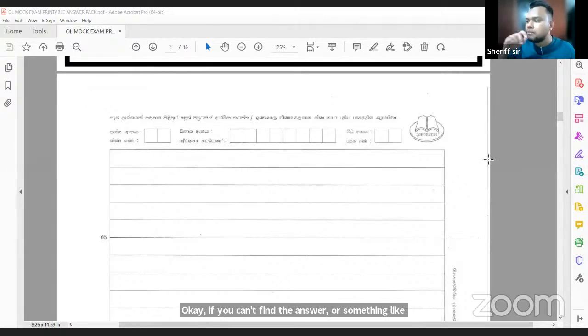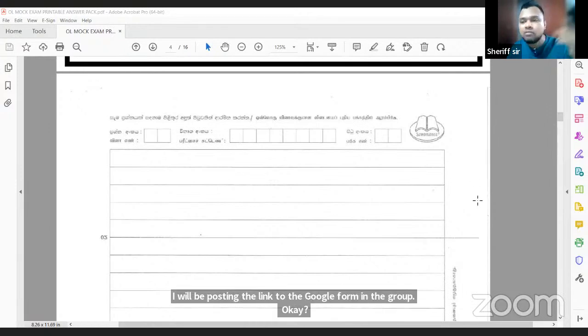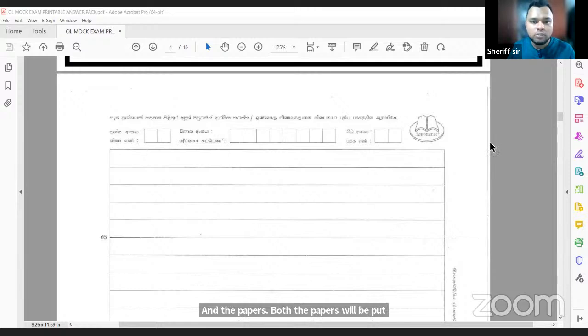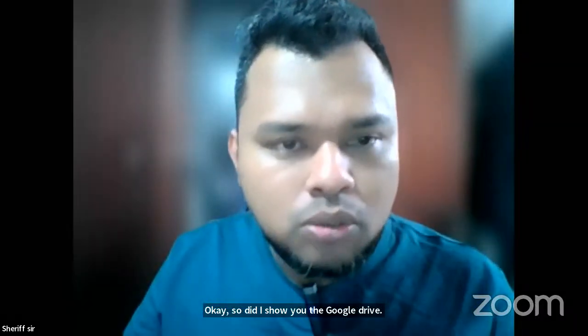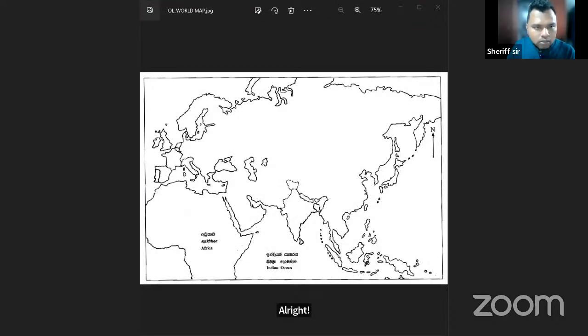So I will be posting the link to the Google form in the group. And both the papers will be put in the Google Drive. Did I show you the Google Drive? No? Putha, did I show you the Google Drive? One second, let me just show you that.